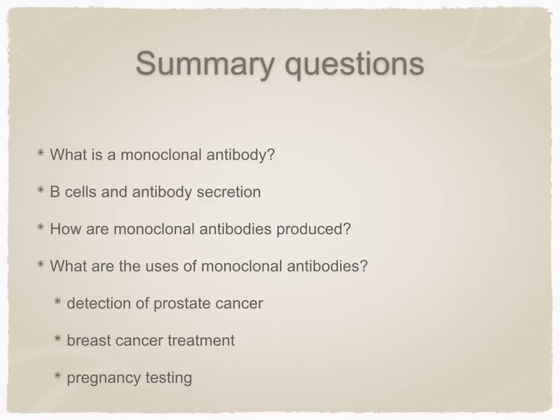Okay, we've looked at what a monoclonal antibody is. We discussed very briefly B cells and antibody secretion. We looked at how to produce monoclonal antibodies in a mouse. Then we discussed the different uses of monoclonal antibodies, and we looked at the detection of prostate cancer, so when levels of PSA are high, breast cancer treatment, for example, Herceptin, and pregnancy testing using human chorionic gonadotrophin. And that concludes our lesson. The end.